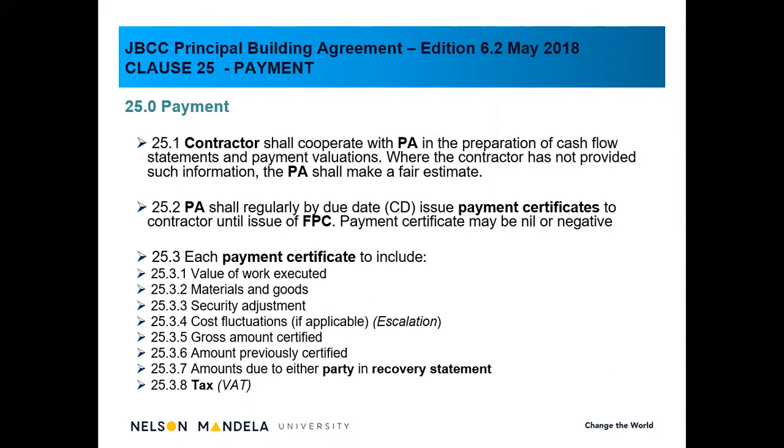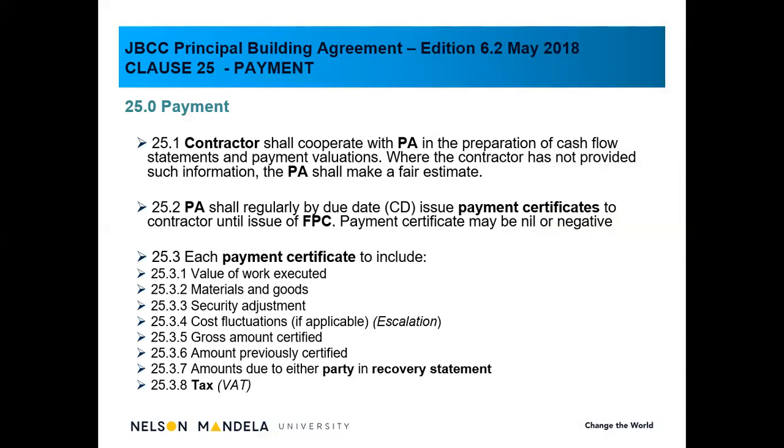Now, obviously, in any form of agreement, specifically in construction, you'll have an agreement between two parties, which is referred to as the employer and the contractor. Sometimes we refer to the client, but you'll note that nowhere in the JBCC document is it referred to as the client; it refers to the employer.